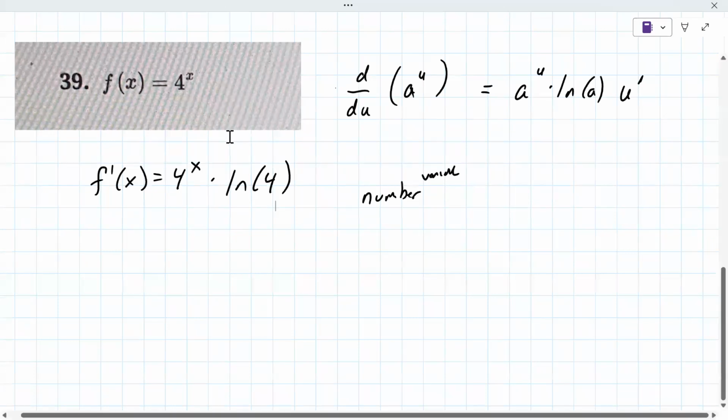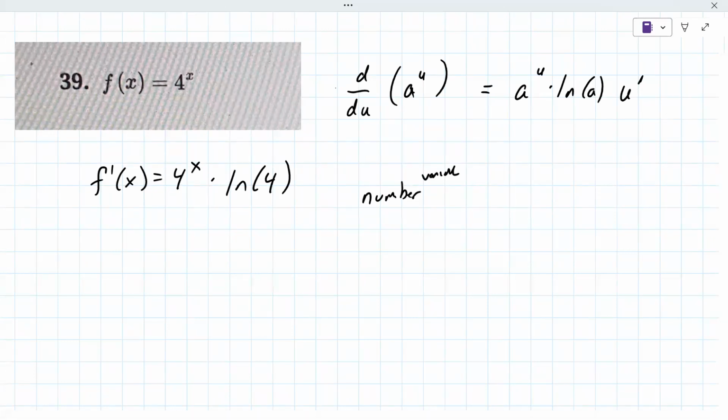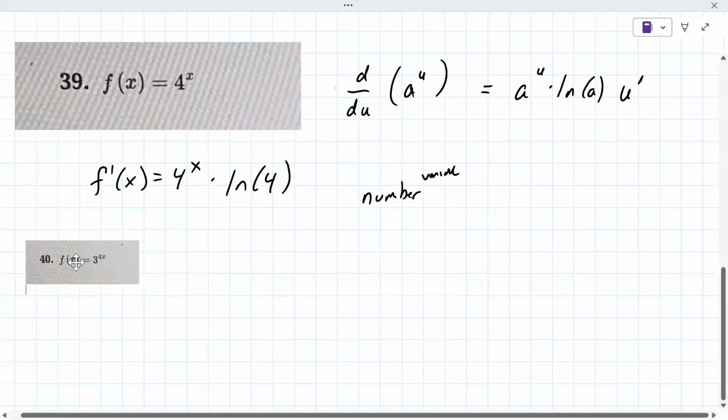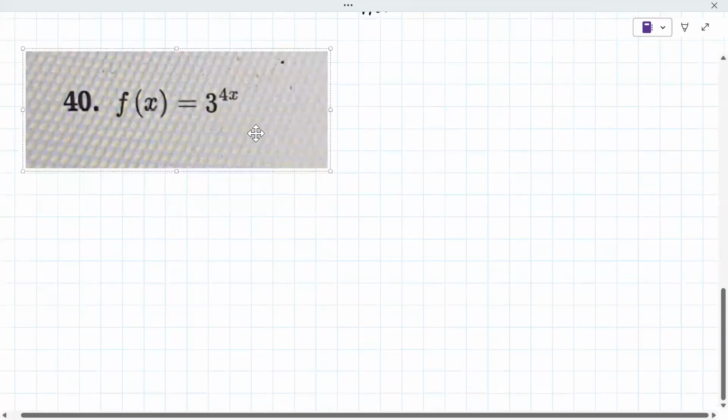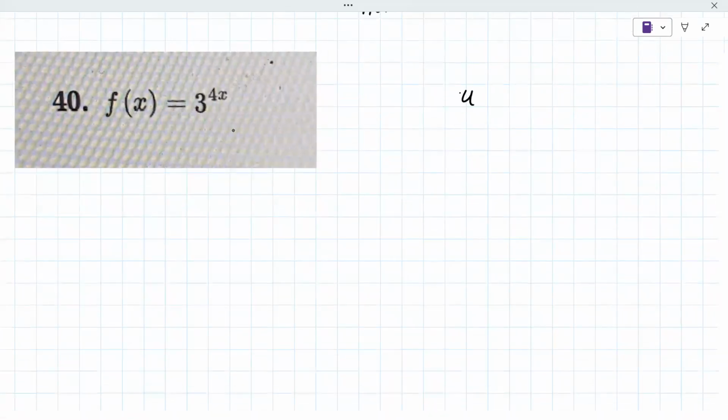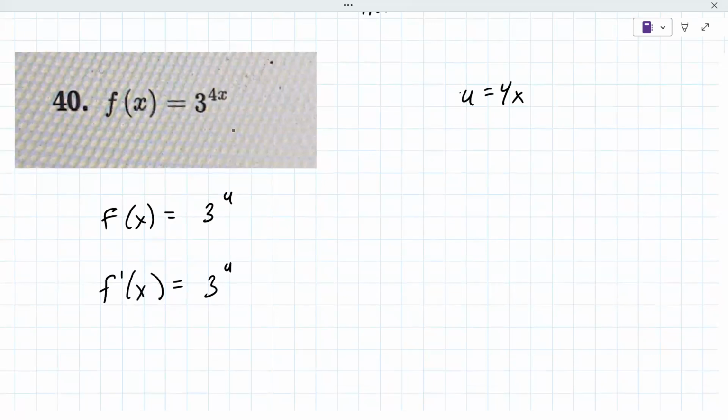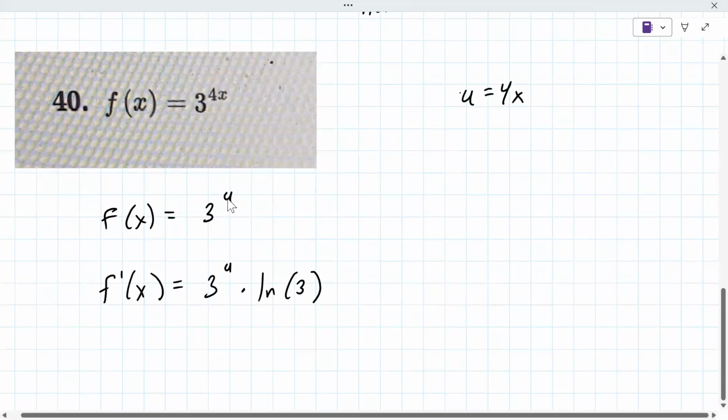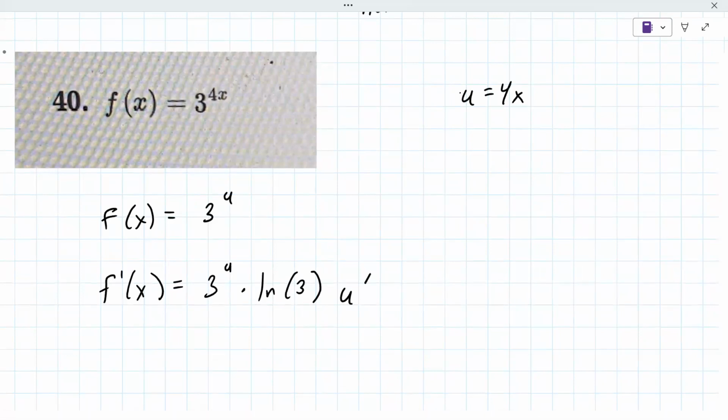All right, so for the next one here, this will make more sense. Number 40. So this time the u is 4x. So f of x is equal to 3 to the u. So the derivative here is itself times the natural log of the base, which is 3. The base is the number below the exponent, times u prime. And that's where you've got to have this u prime thing figured out.